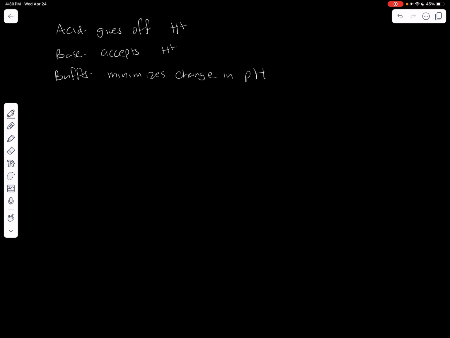So we've got the bicarbonate buffer, which we talked about during the respiratory system. Okay, and so that's the one where CO2 plus water turns into carbonic acid, and then almost immediately breaks down into hydrogen ion and bicarbonate.